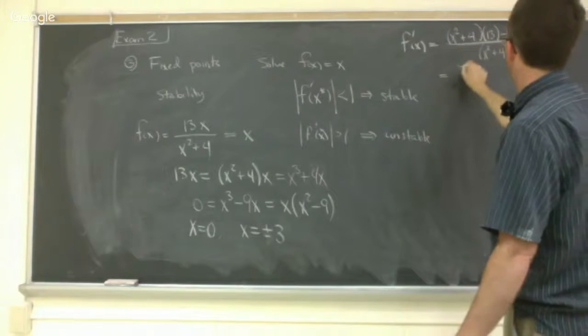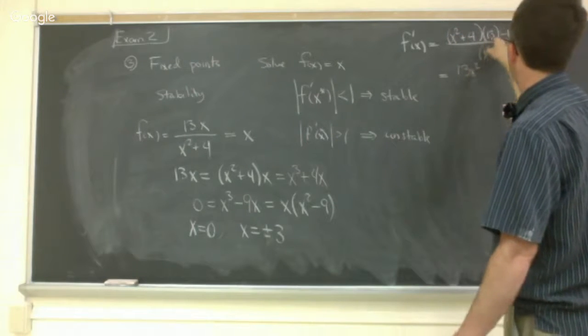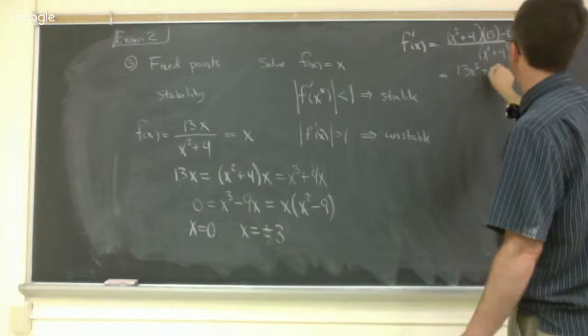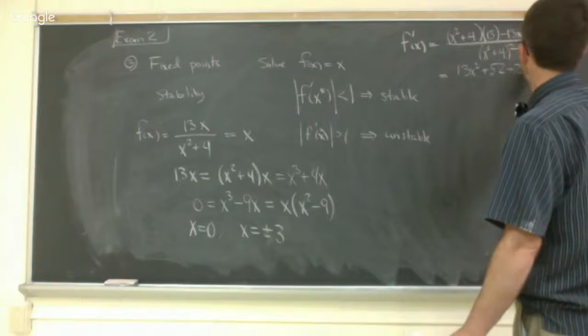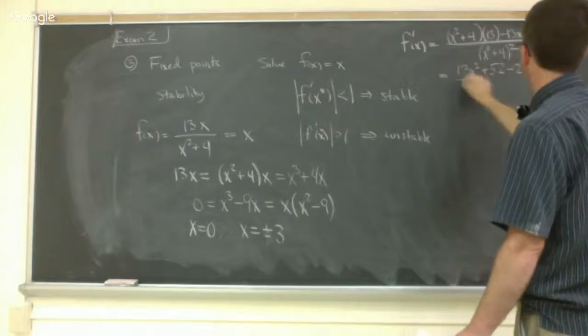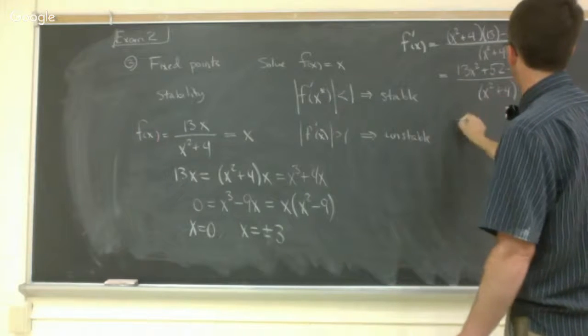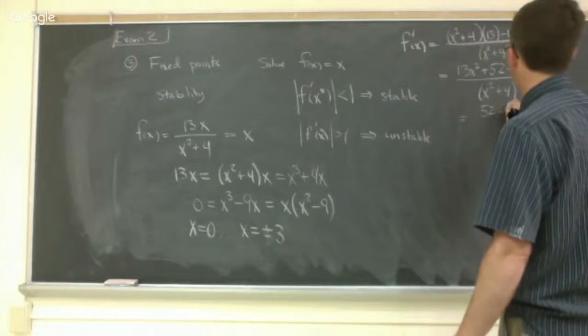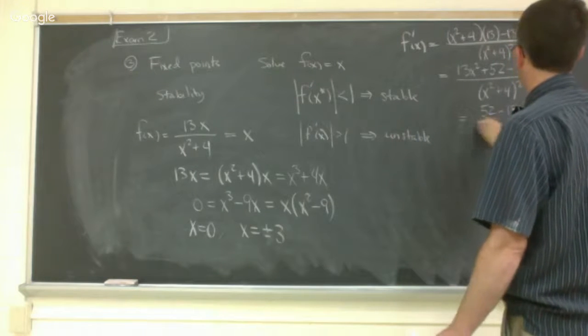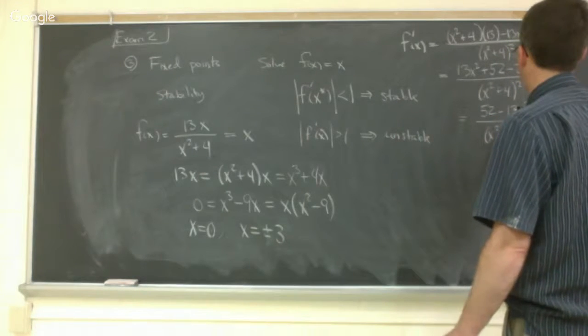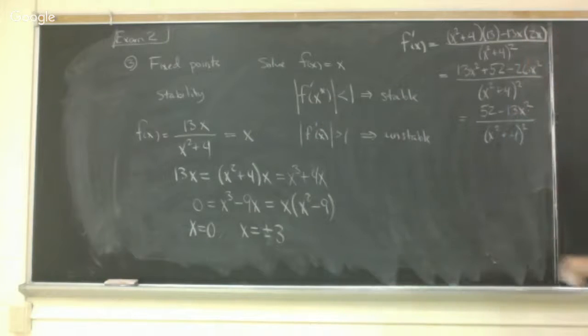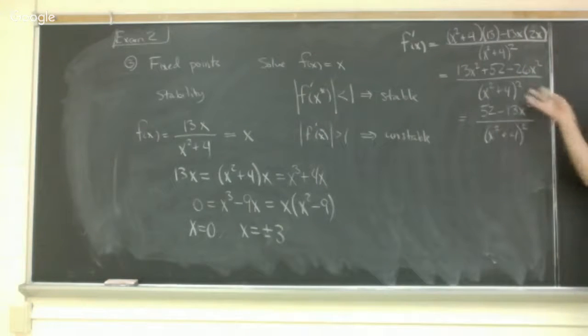13x squared plus 52 minus 26x squared. So I end up at 52 minus 13x squared over x squared plus 4 all squared. So this is the formula for the derivative.